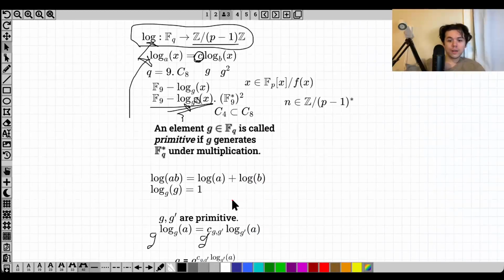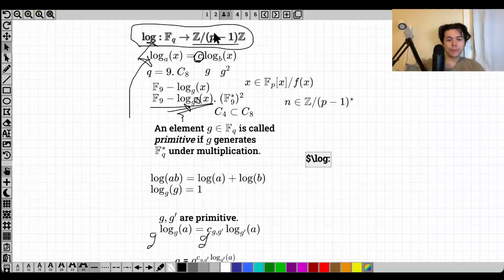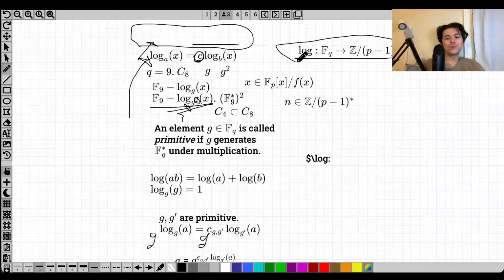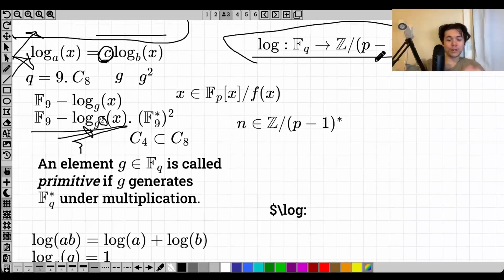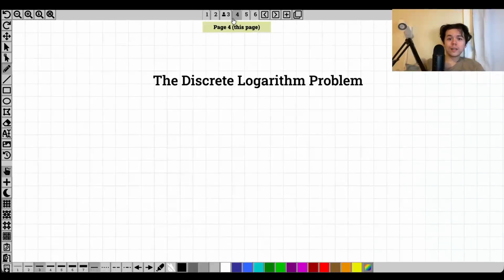It all works out. Basically, log expresses an isomorphism here. And it's a deep isomorphism. It's more than a ring isomorphism. It's more than a group isomorphism. It's a ring isomorphism in a sense. And so it's nice that it works out.